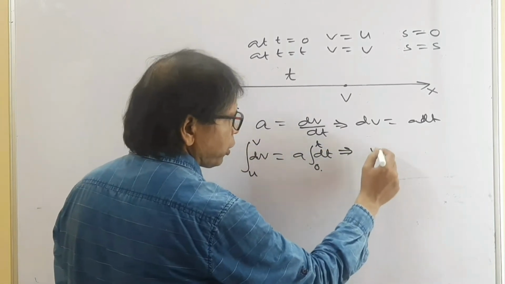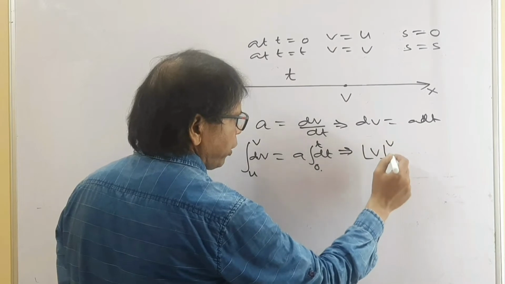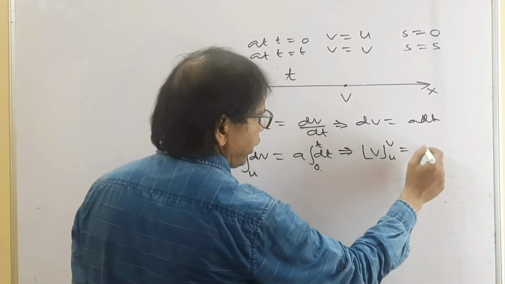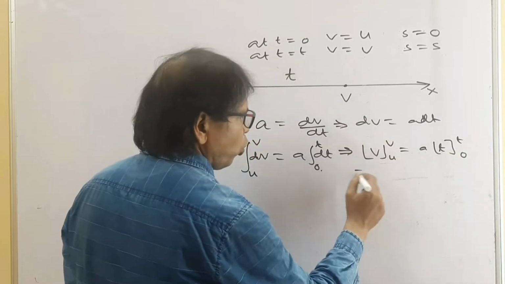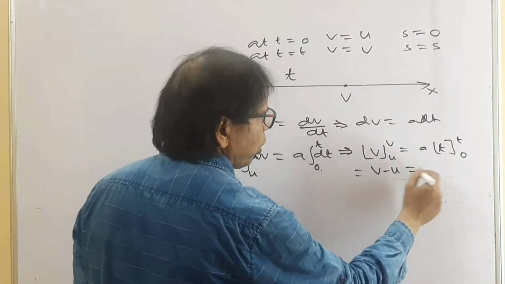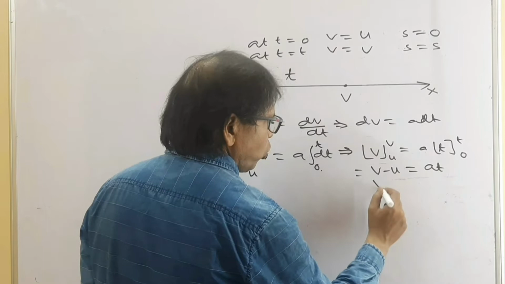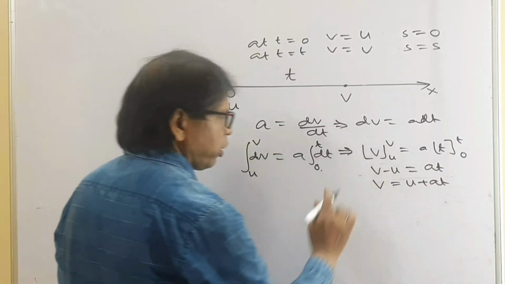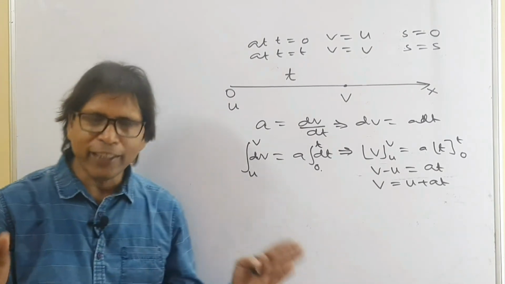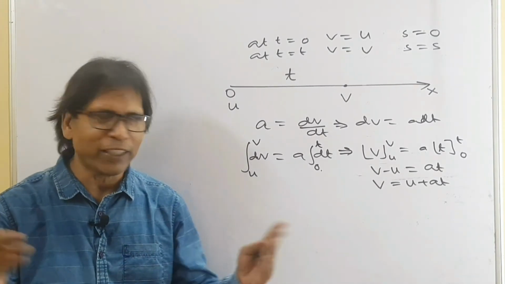Now from this condition, the integration of dv has the limits u to v, and a is constant, with t from 0 to t. So look at this here, v minus u equals at. So v equals u plus at is the velocity. Okay. Now s equals ut plus half at square.